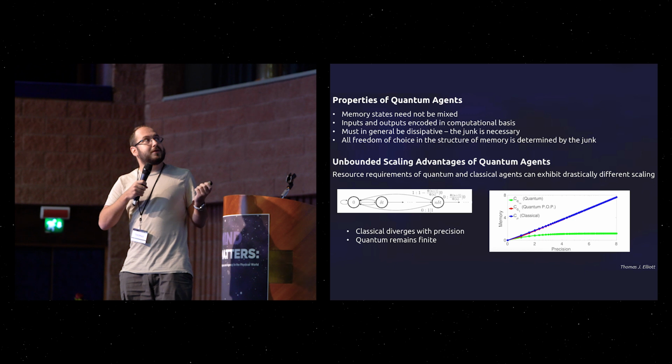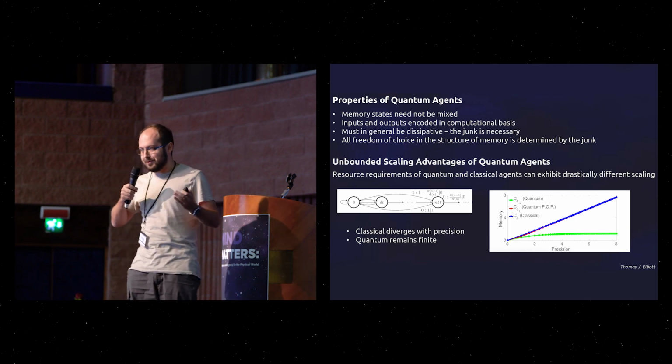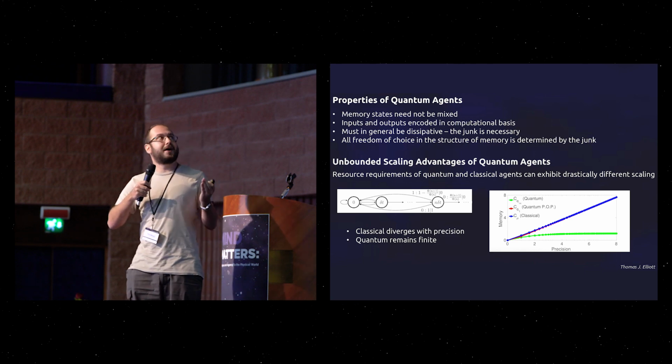Our models still have to dissipate things to the environment, and this is unavoidable for any quantum agent. This isn't just a specific model. Any quantum agent has to dissipate in general, unless it's a special case of the process. And this junk, despite being fixed, is actually the only degree of freedom in the model. Once you fix the junk, the rest of it is all fixed.